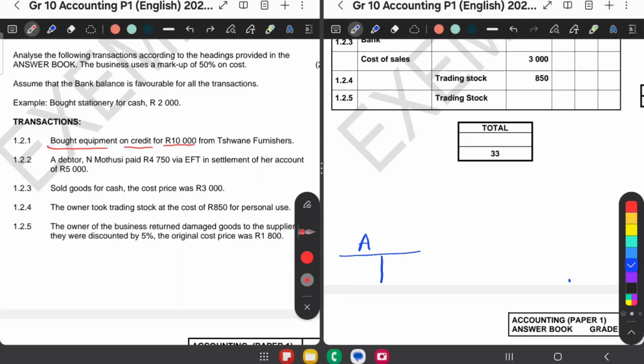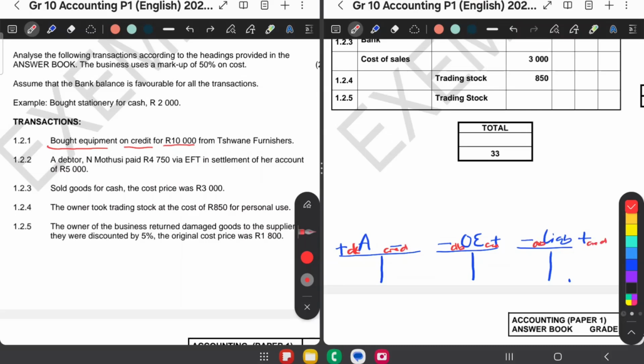Assets increase on this side and decrease on that side. Owner's equity decreases here, increases there. Liabilities decrease there, increase there. Remember, the left side is a debit and the right side is our credit side. So this is debit, this is credit, this is debit, this is credit.